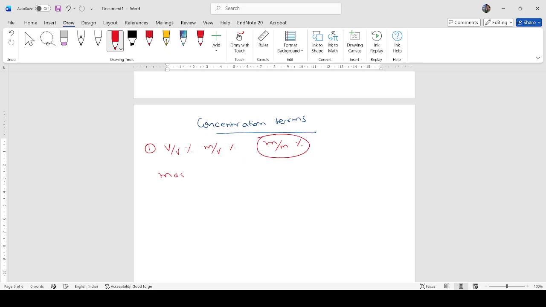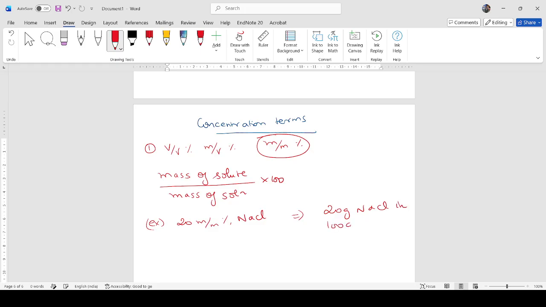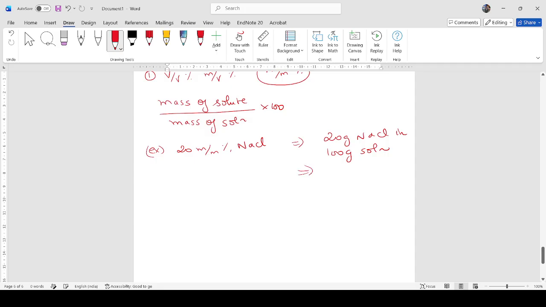It is mass of solute divided by mass of solution into 100. So if someone is telling me it is 20 m by m percentage of NaCl, what do I understand from here? It is 20 grams of NaCl in 100 grams of solution. So what do I understand here? There is 80 grams of water in it, or solvent is present in it, right?